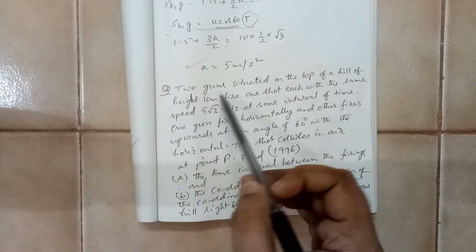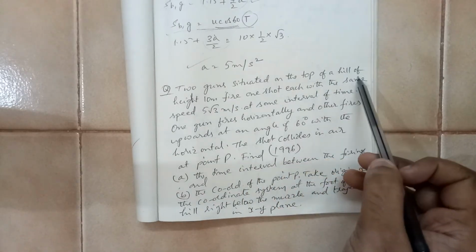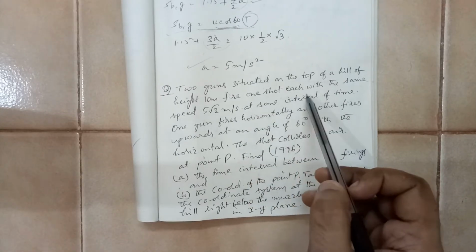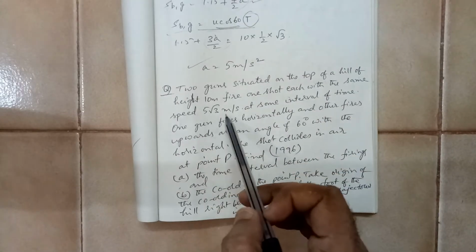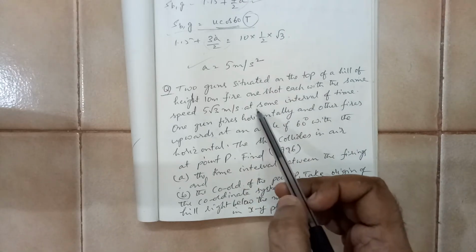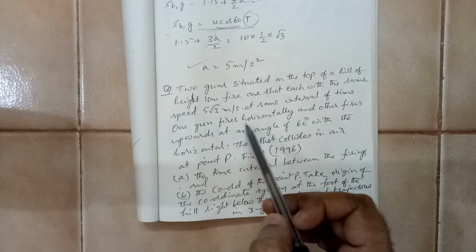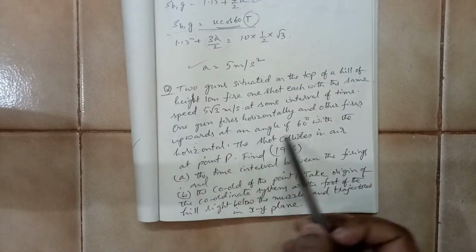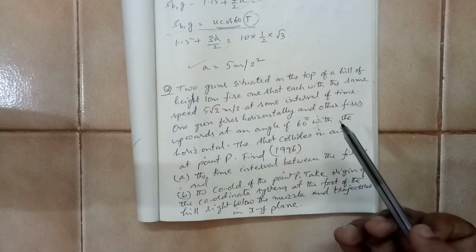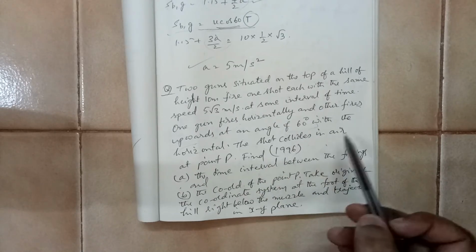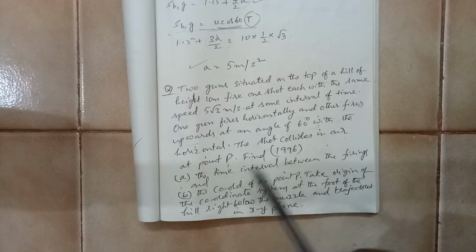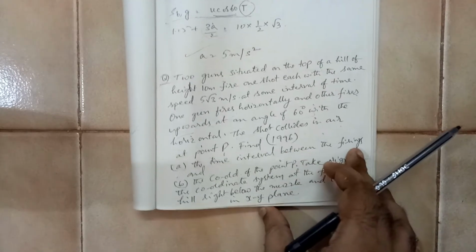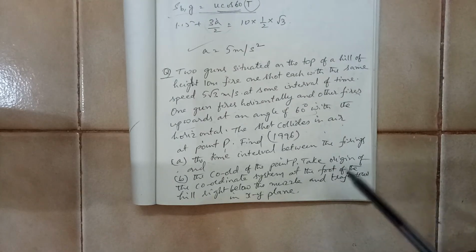The question says, two guns situated on the top of a hill of height 10 meters fire one shot each with the same speed 5√3 meter per second. At some interval of time, one gun fires horizontally and another gun in the upward direction at an angle 60 degree with the horizontal. The shots collide in air at point P. Find the time interval between the firings, the time gap, and the coordinate of the point P.